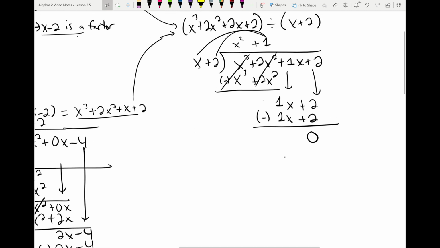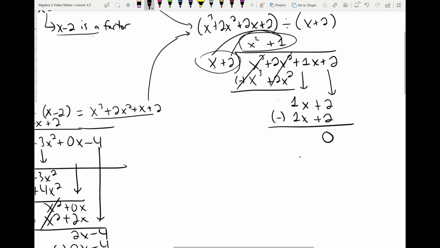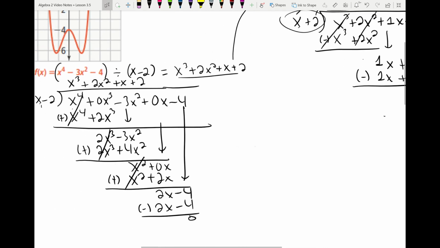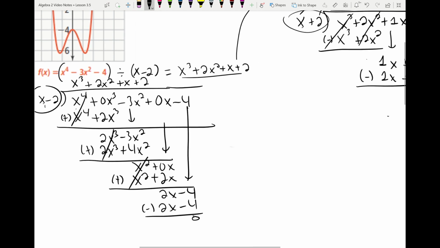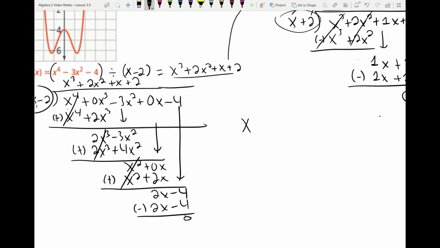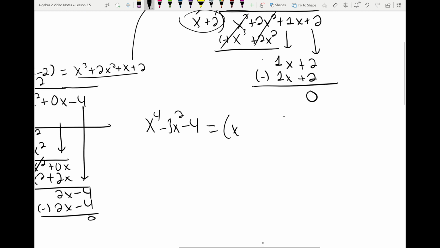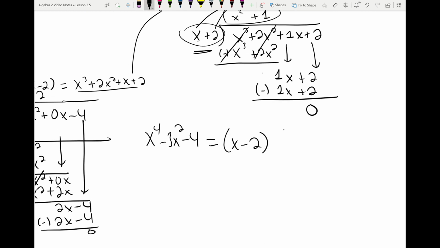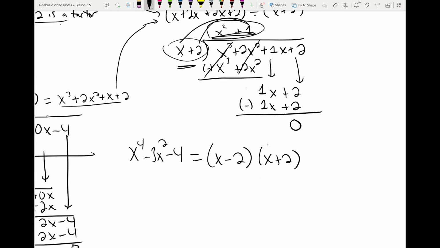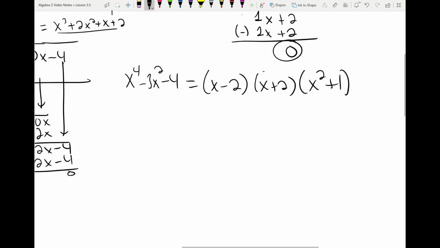So now, if we put everything together, we're going to use these 3 pieces together. If we put it together, that means that x to the 4th minus 3x squared minus 4 is equal to x minus 2 times x plus 2 times x squared plus 1, with no remainder. So there you go, we factored it.